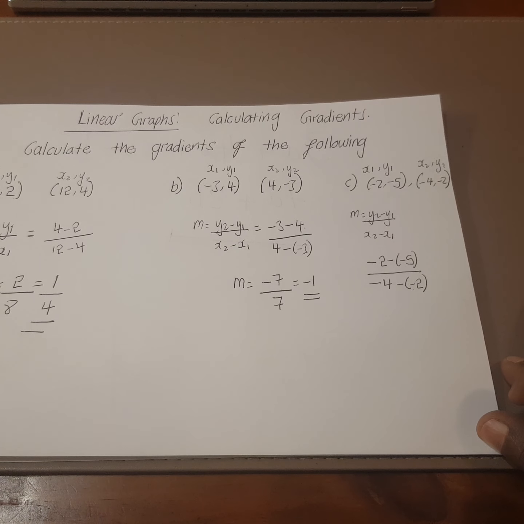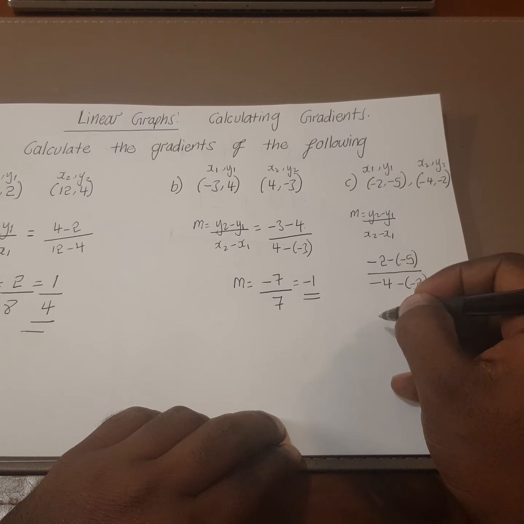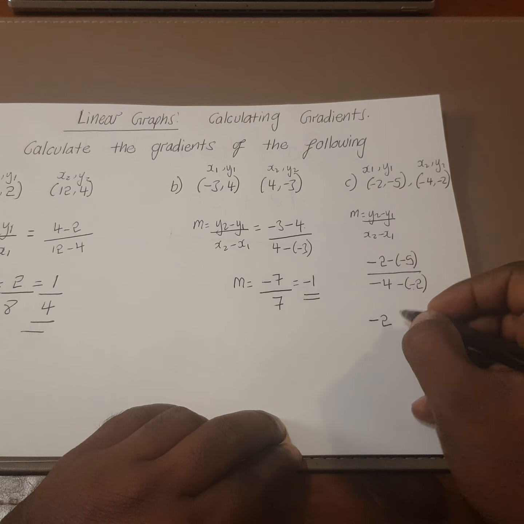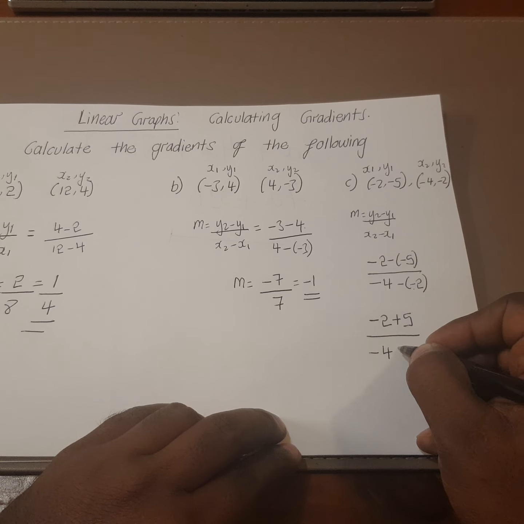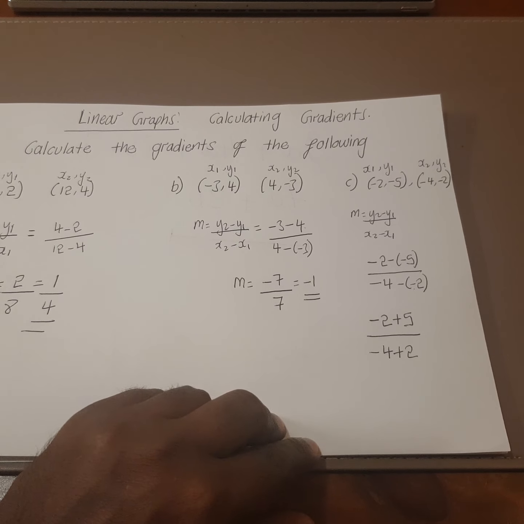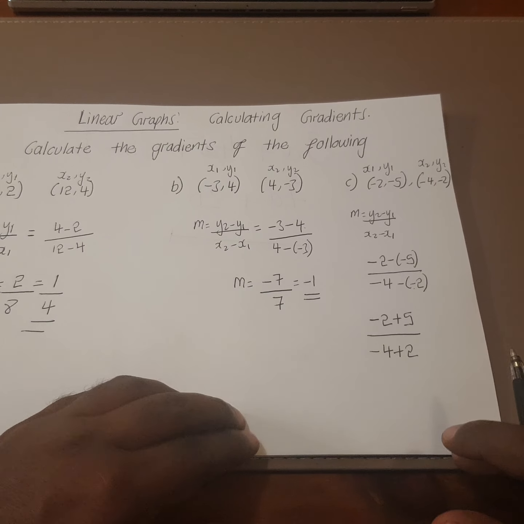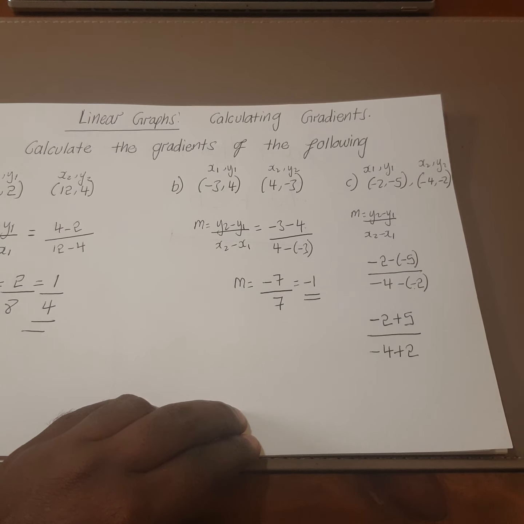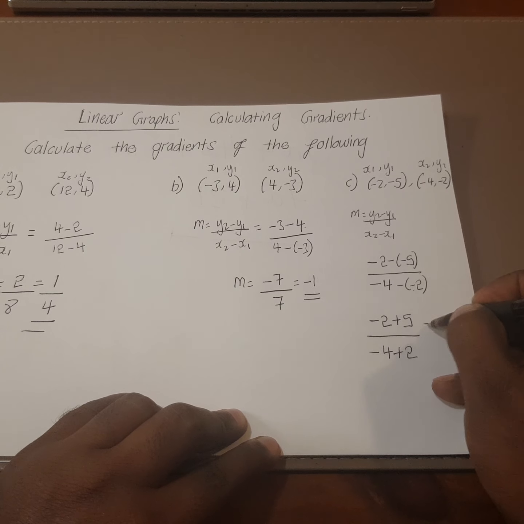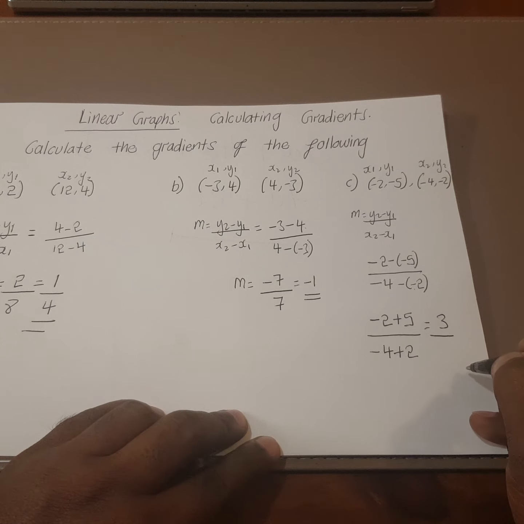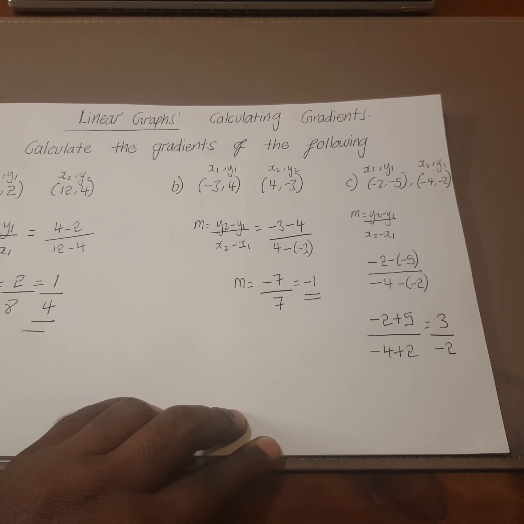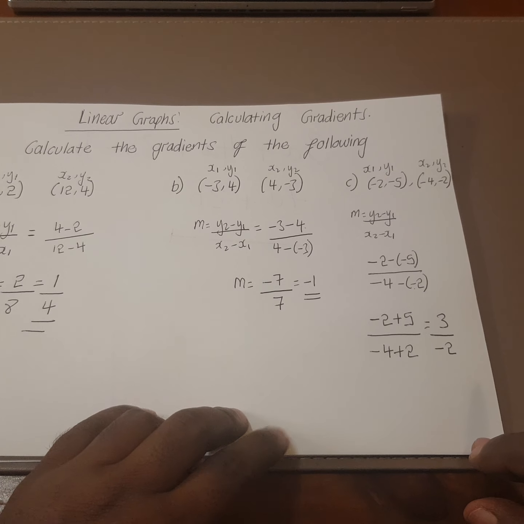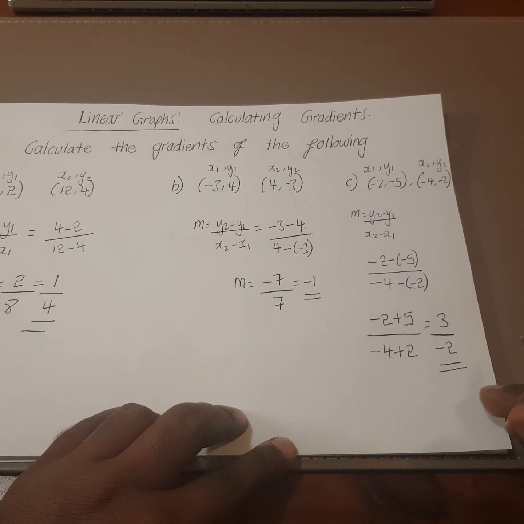So please pay attention with your integers because I've seen a lot of students make that mistake. All right, now you've got -2 and a minus, so that becomes +5, and -4, negative and negative becomes +2. So it's very important to understand, like I said before, when you've got two negative numbers together, that now becomes a positive. So -2 plus 5 now becomes 3, and -4 plus 2 becomes -2. All right, so that now becomes your gradient. So your gradient now becomes 3 over -2.